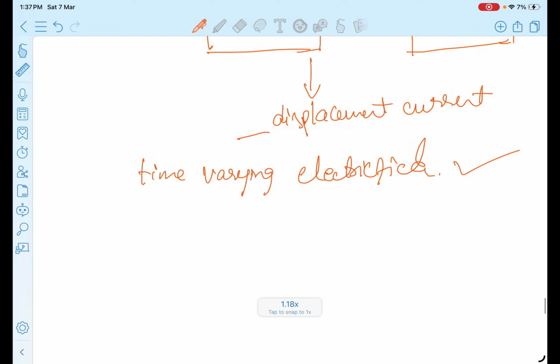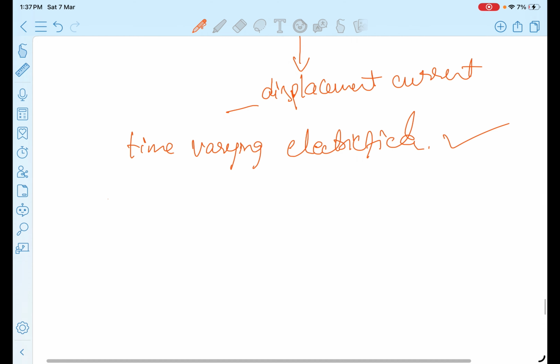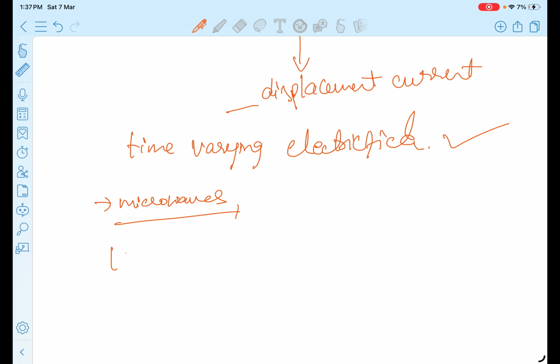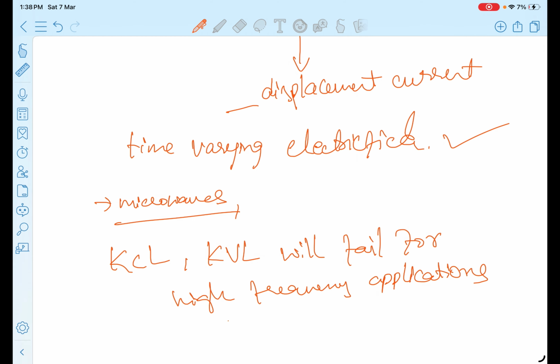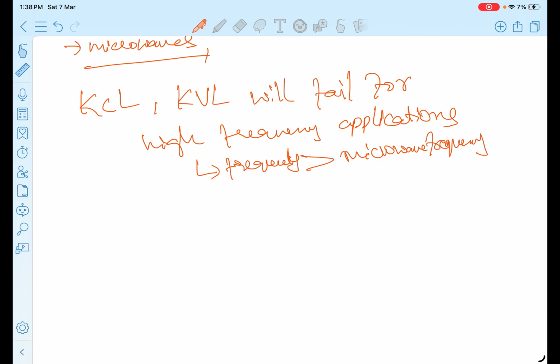But for circuits with high frequency like microwaves, you cannot find how the charge moves or how much displacement current is produced. For this reason, KCL and KVL will fail for high frequency circuits, majorly for frequencies greater than microwave frequency. That's about displacement current.